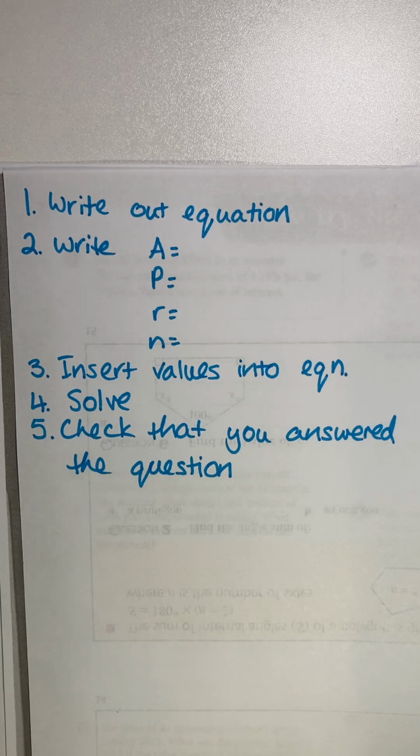Hi folks, this is part 2 of looking at compound interest, and this is how I approach problem solving. I always follow exactly the same method. So step 1, I write out the equation on one side of my working space. Step 2, on the other side of my working space, I write out my variables, A, P, R, N.